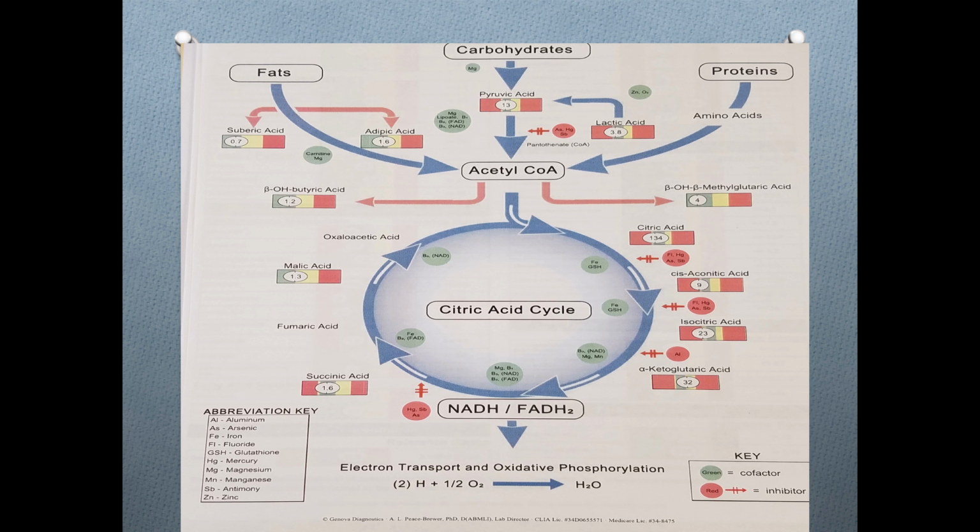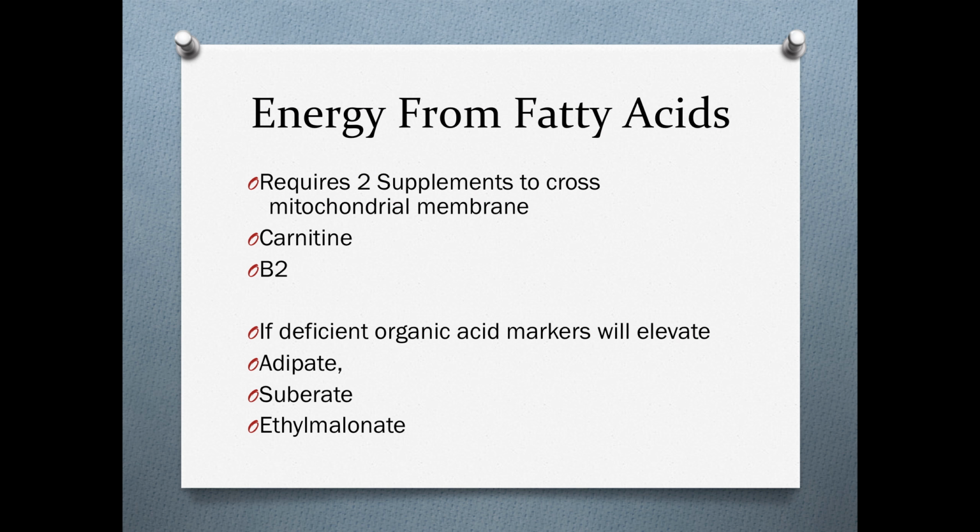So again, this is the chart looking at the carbohydrates, how it gets converted to pyruvic acid over to lactic acid, how the proteins to the amino acids go to the acetyl-CoA, and how the fats get converted to the acetyl-CoA. We're going to talk about the fat metabolism here in a second. So when we're talking about energy from fatty acid, it really requires two supplements to allow it to cross the mitochondrial membrane. The first one is carnitine, the second one is B2.